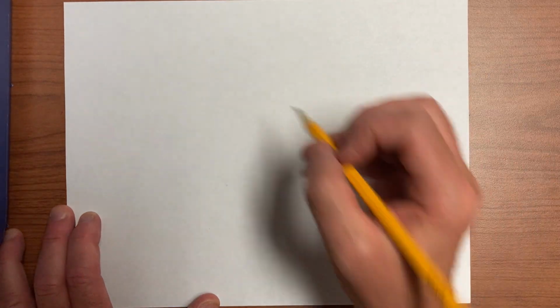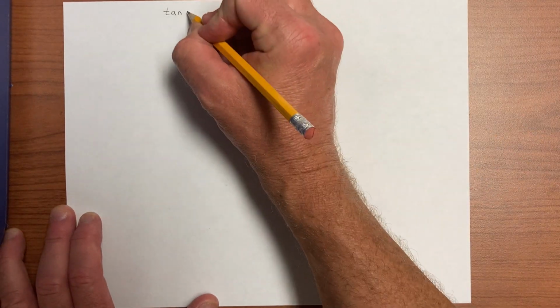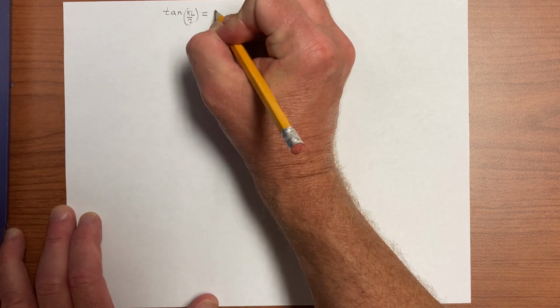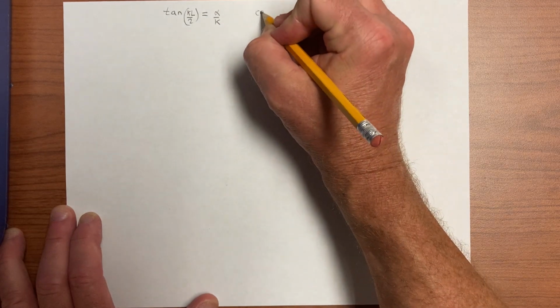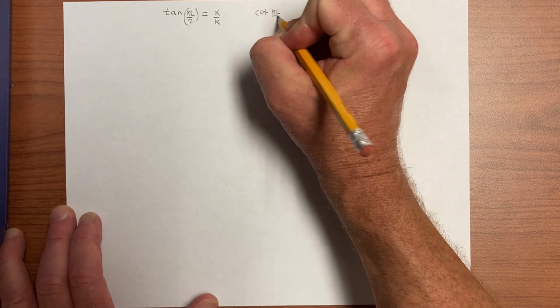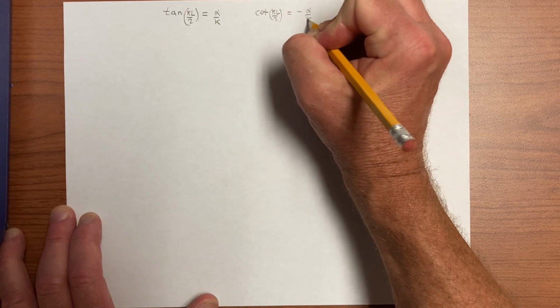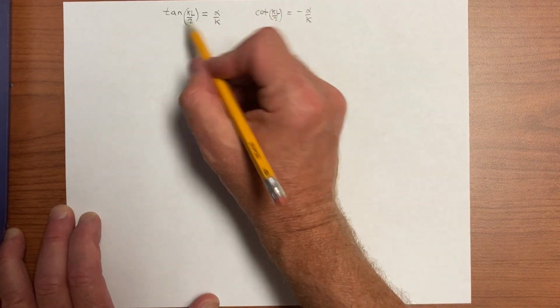Okay, so we found that the particle in the finite well obeys the following equations. So we have tangent of KL over 2 equals alpha over K, and the cotangent of KL over 2 equals minus alpha over K. And so we want to plot these functions.